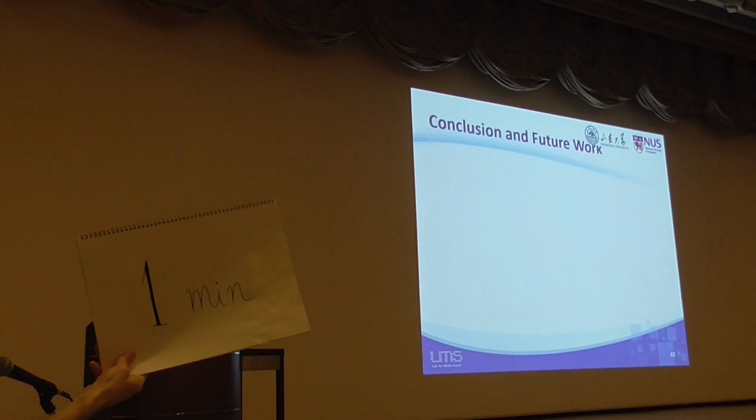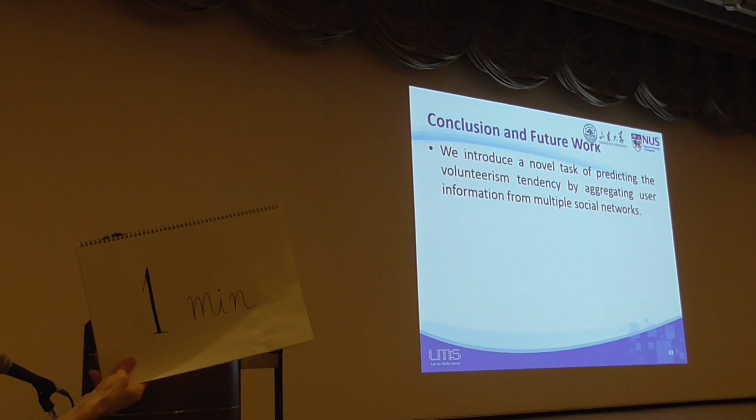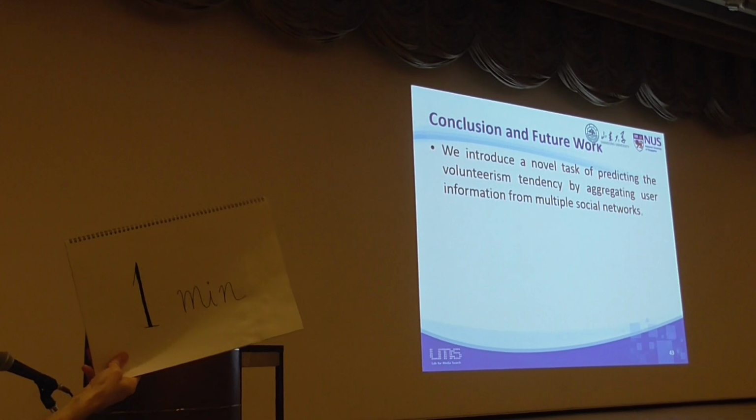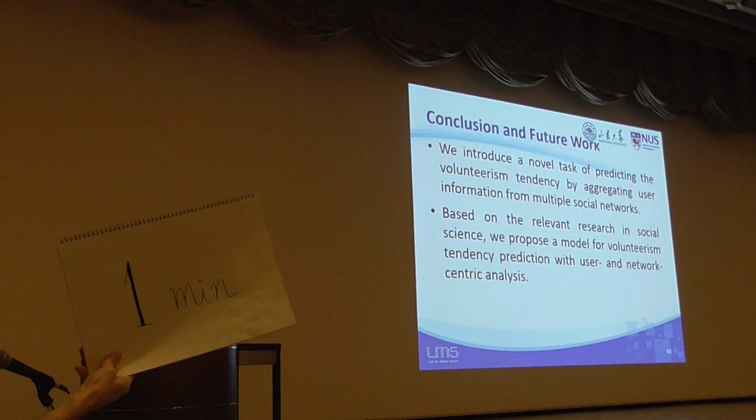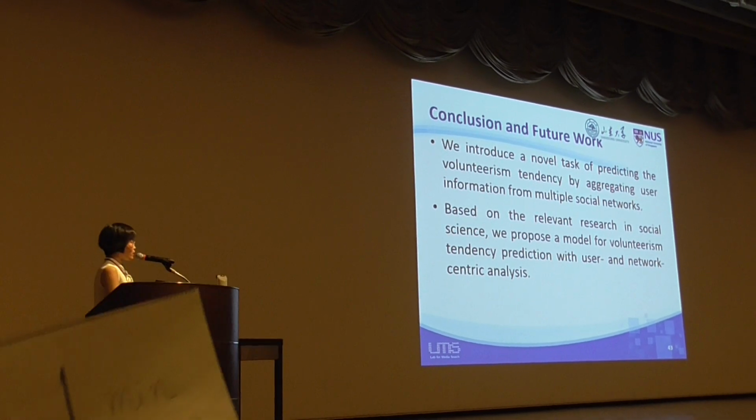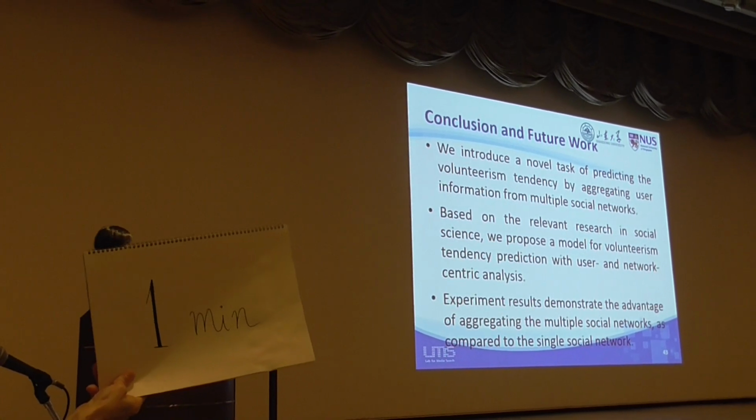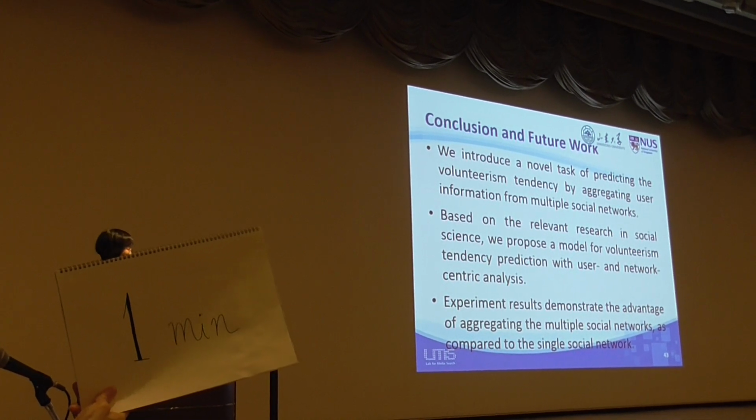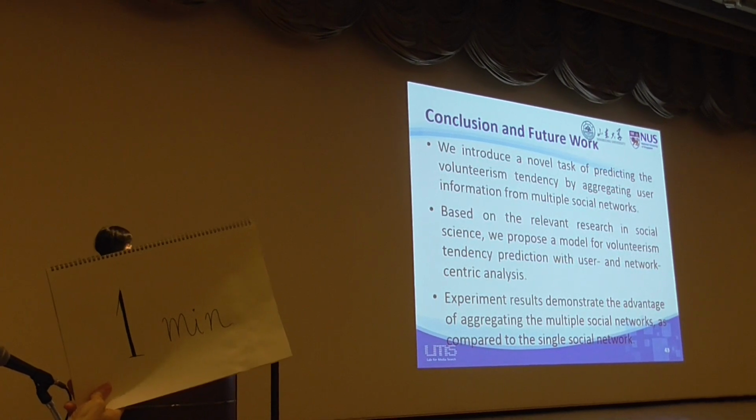So let's come to the conclusion and future work. First, we introduced a novel task of predicting volunteerism tendency by aggregating users' information from multiple social networks. Second, based on research in the social sciences, we proposed a model for volunteerism tendency prediction. Third, experiment results demonstrate the advantage of aggregating multiple social networks compared to a single social network.